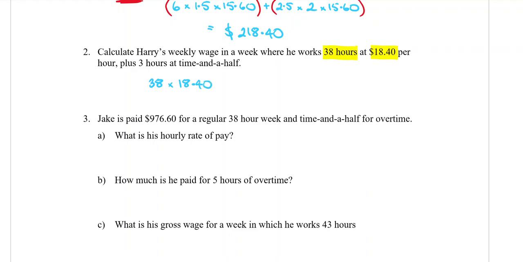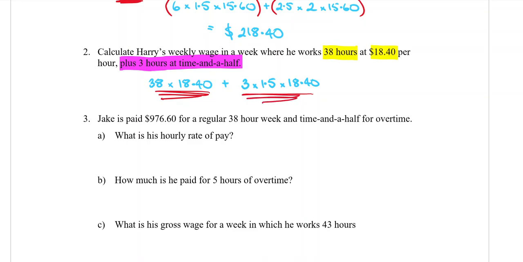But then we have a second little sentence here. Then it says, plus he works 3 hours at time and a half. So I need to add to that 3 hours. Time and a half means times 1.5, and I times that by the hourly rate of pay, which is $18.40. So we have normal pay here, and this is the overtime pay that I'm adding to it.